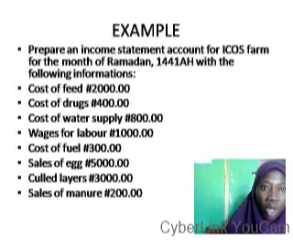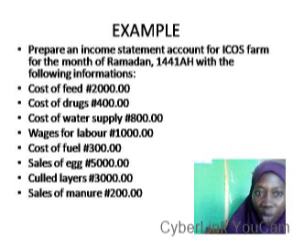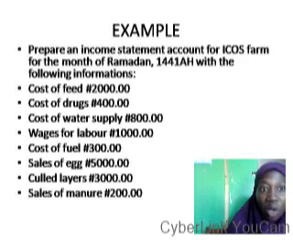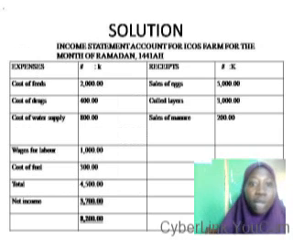So the example goes thus: prepare an income statement account for Icos farm for the month of Ramadan 1441 AH with the following information: cost of feed at the rate of 2,000 naira, cost of drugs at the rate of 400 naira, cost of water supply at the rate of 800 naira, wages for labor at the rate of 1,000 naira, cost of fuel at the rate of 300 naira, sales of egg at the rate of 5,000 naira, coiled layers at the rate of 3,000 naira, sales of manure at the rate of 2,000 naira. So let's begin to post this account.